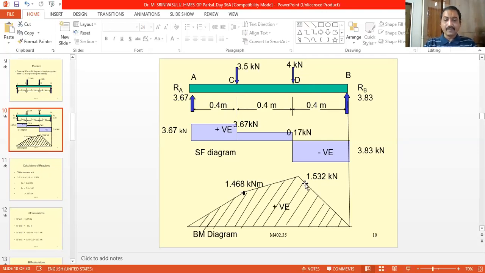Why do we have to find RA and RB? In case of the cantilever, there is no other support at the right-hand side, so only the external forces are acting. Therefore, we need not find the support reactions.